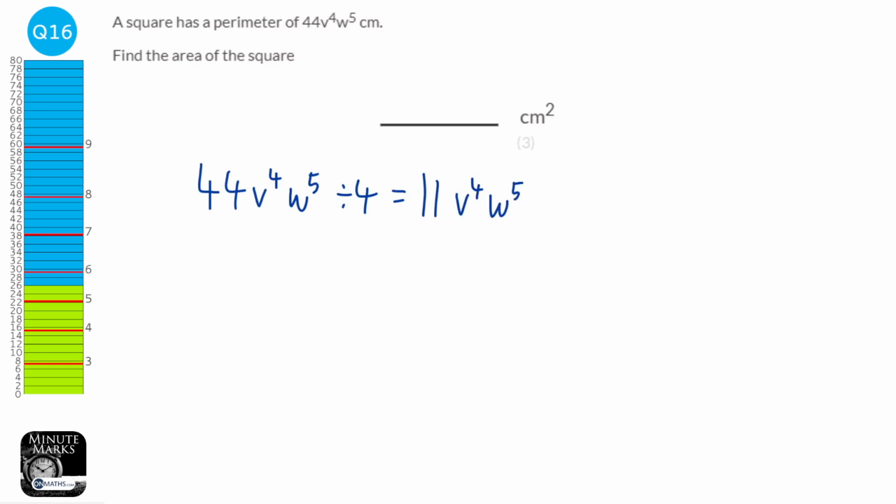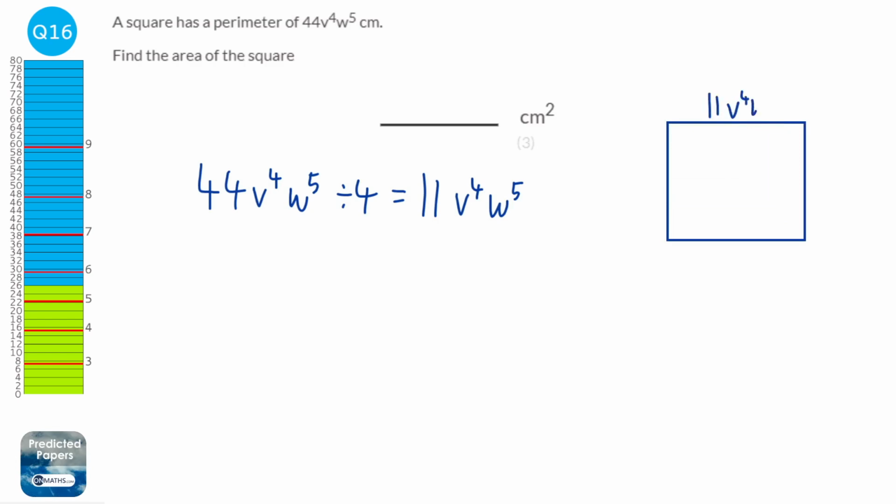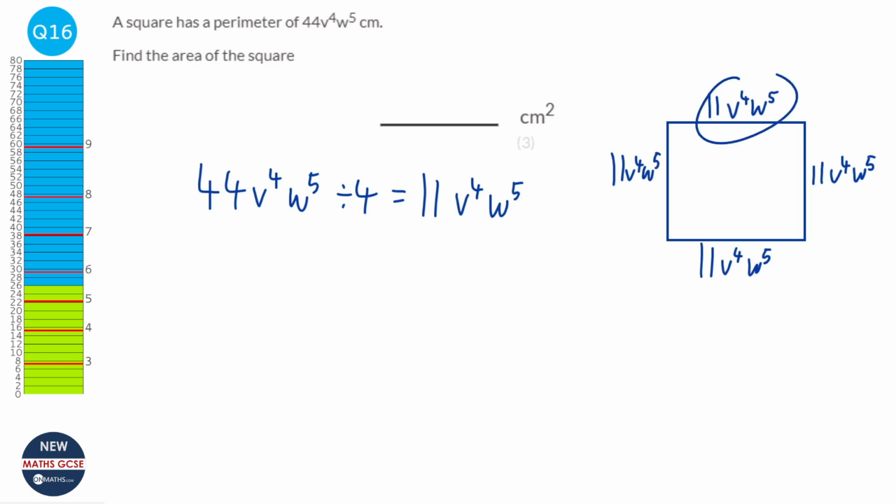Some people will try and do something with the v to the power of 4, w to the power of 5. But if you think about it, if I just draw out my square, if it's 11v to the power of 4, w to the power of 5 all the way around, when you add, you don't add the v to the power of 4, w to the power of 5. It's just going to be 11 lots, another 11, another 11, and another 11. So it's 44 v to the power of 4, w to the power of 5 in total.